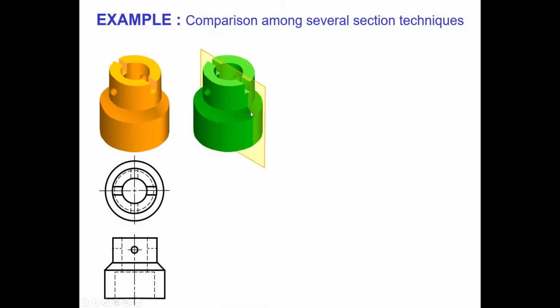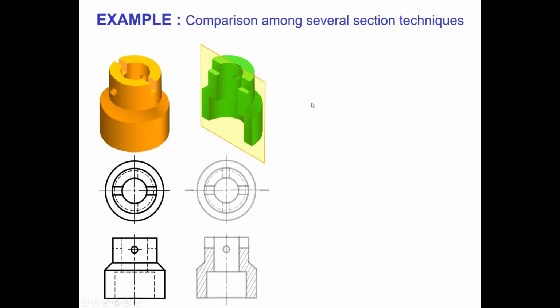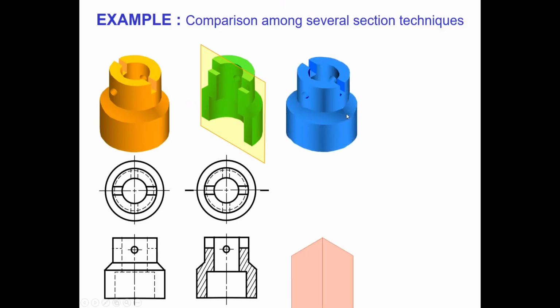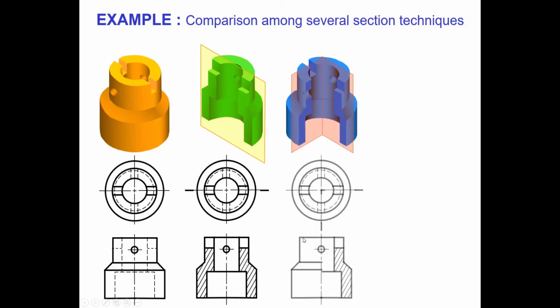This one we do a full section. Then we do it like this. We compare the full section, this kind of corner. We can also do a half section, no problem. A half section can be done like this, so your drawing looks like this.